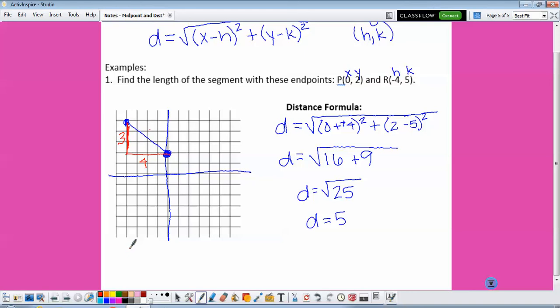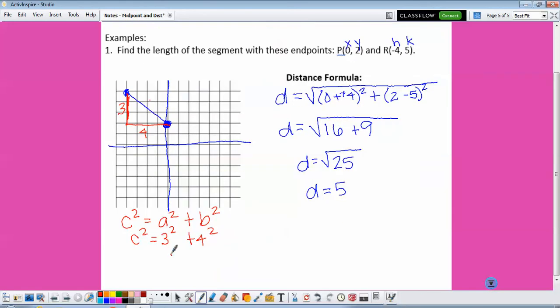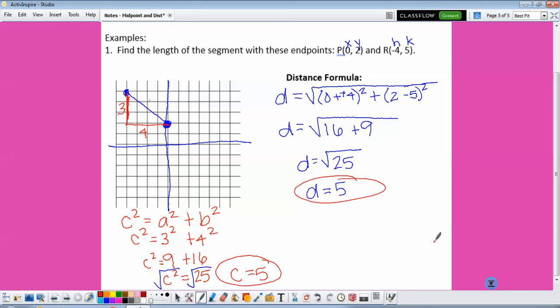If you remember, the Pythagorean theorem is c squared equals a squared plus b squared. 3 and 4 are a and b. And we're trying to find c squared. 3 squared is 9. 4 squared is 16. 9 plus 16 is 25. To undo the square, we square root. So we get that that third side is 5, just like with the distance formula. Go ahead and fill out your summary.